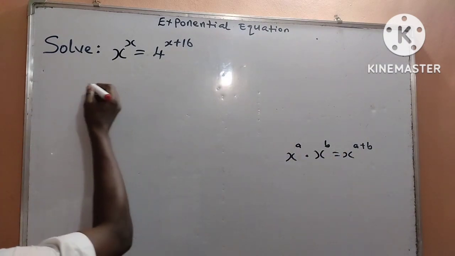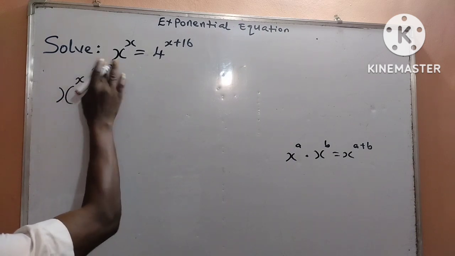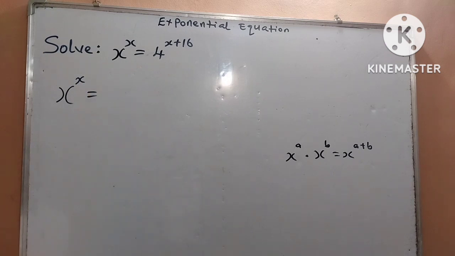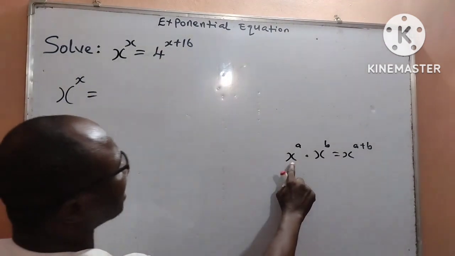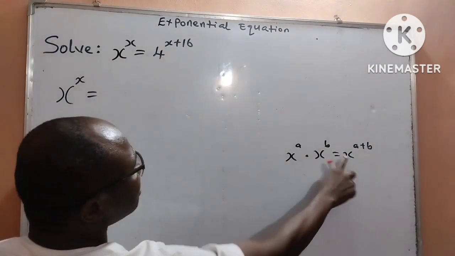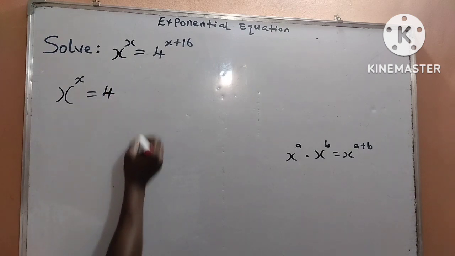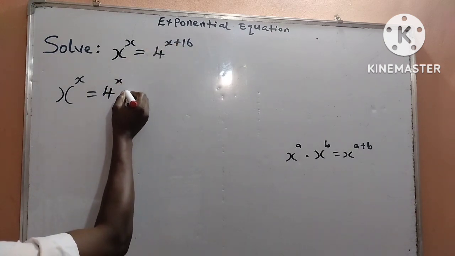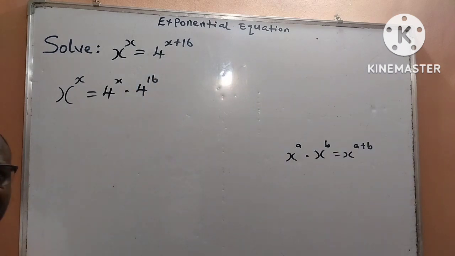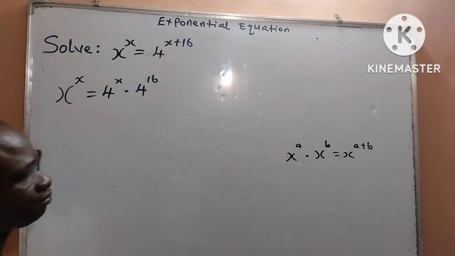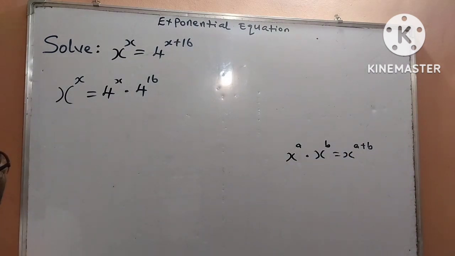Therefore, I can now write in solution to this, x to the power of x will now be equal to 4 to the power of x plus 16, which will now be written, my x here is now 4, so I'll write it as 4 to the power of x multiplied by 4 to the power of 16. So that is the way I will have it written, applying this beautiful law of indices.